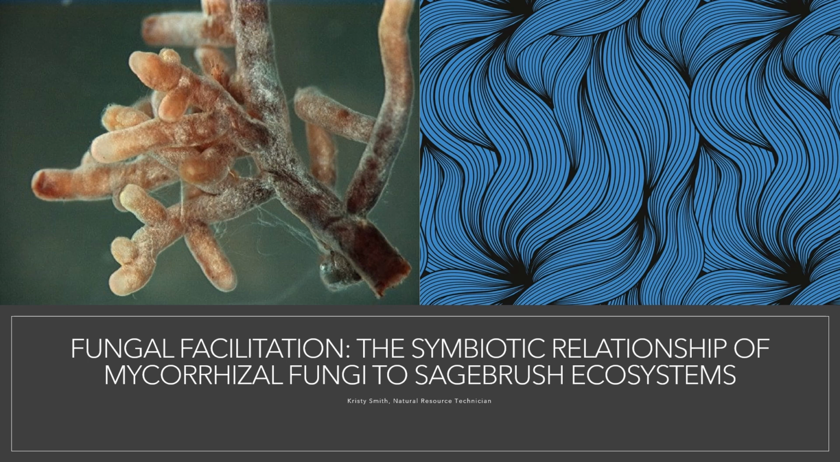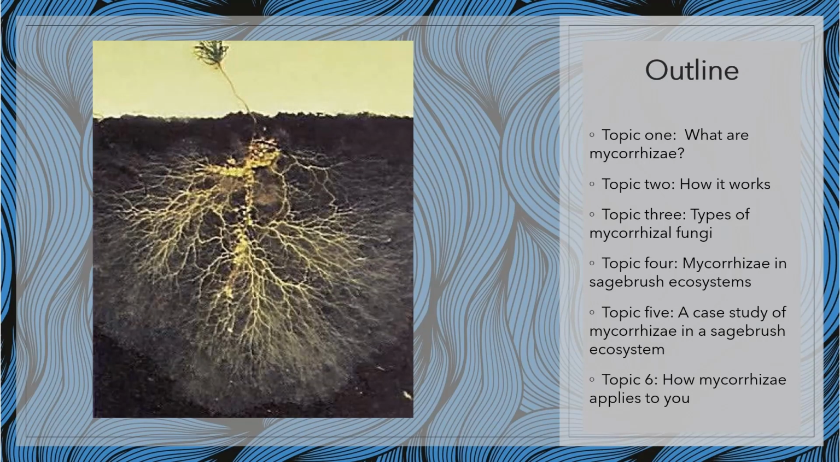So today I'm going to be talking about fungal facilitation, the symbiotic relationship of mycorrhizal fungi to sagebrush ecosystems. I'm going to talk about what mycorrhizae are, how they work, the different types of mycorrhizal fungi, where they occur in sagebrush ecosystems. I'm going to cover a case study that looks at the ways that disturbance affects mycorrhizae in sagebrush ecosystems. And then last, I'm going to talk about how mycorrhizae applies to you.